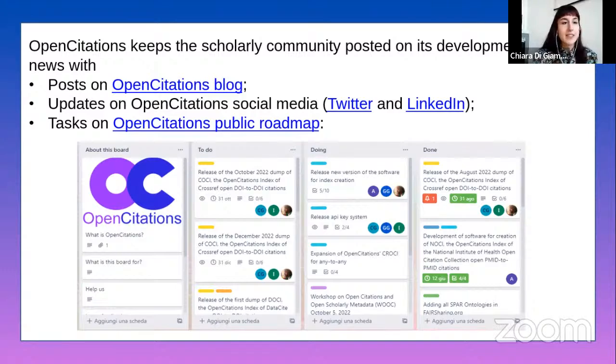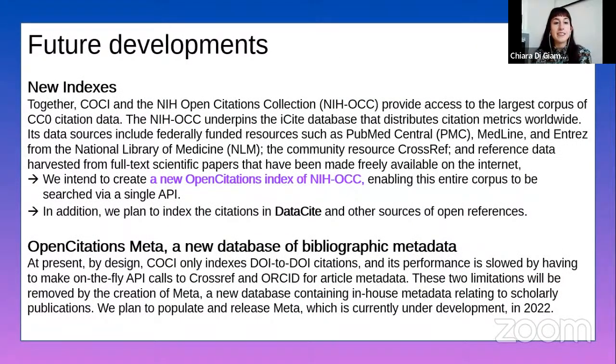And very quickly, these future activities are the creation of a new Open Citation index of NIH-OCC, and also we plan to index the citations in DataCite. By the end of this year, we plan to release a new database of bibliographic metadata, Open Citations Meta. This database will remove all the limitations that are now present in COCI. In particular, COCI only indexes DOI-to-DOI citations, and its performance is lowered by having to make on-the-fly API calls to Crossref and ORCID for article metadata. Our developers are currently working on Open Citations Meta development.